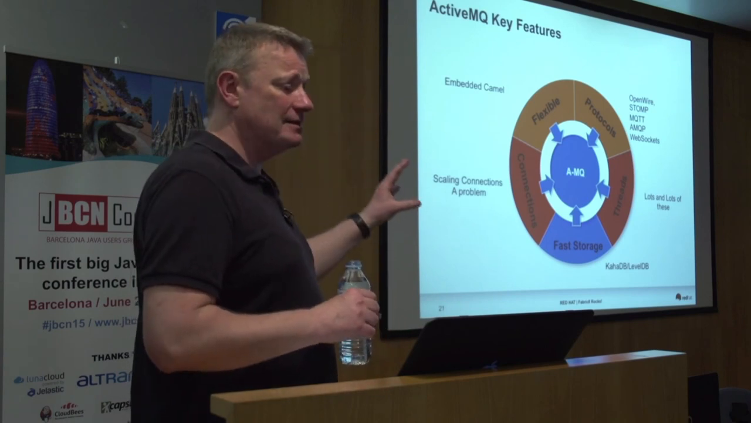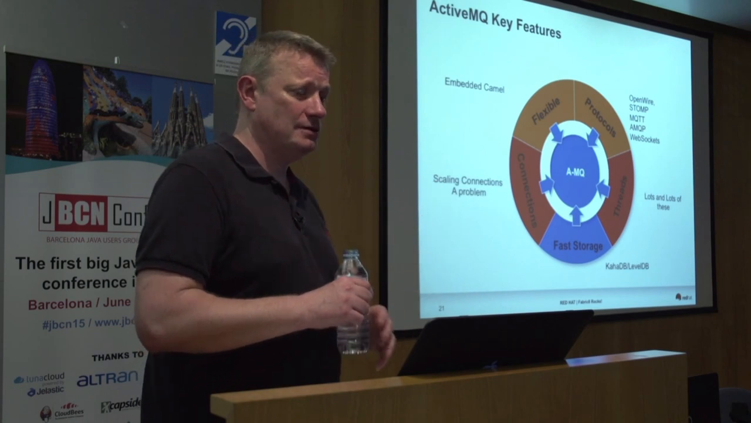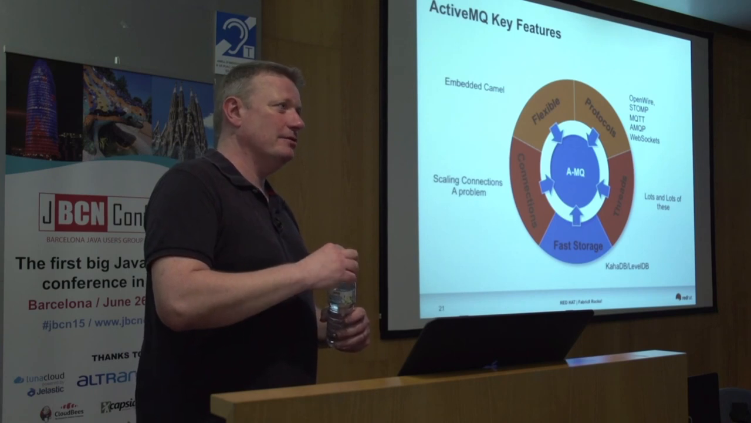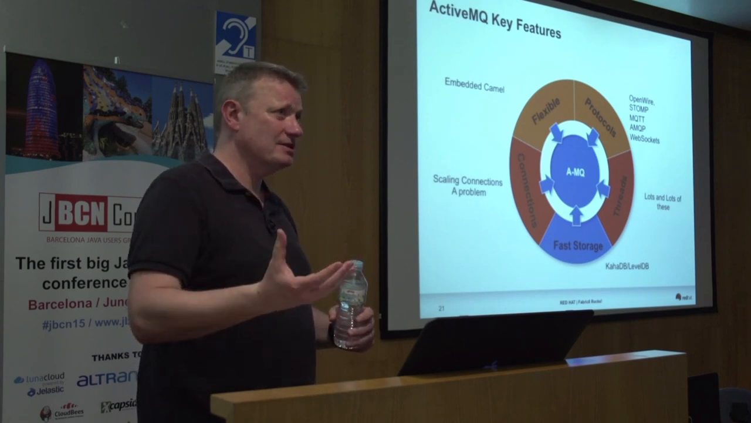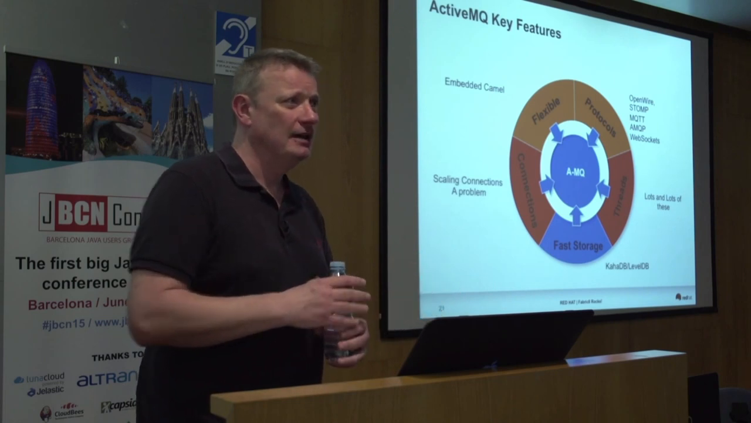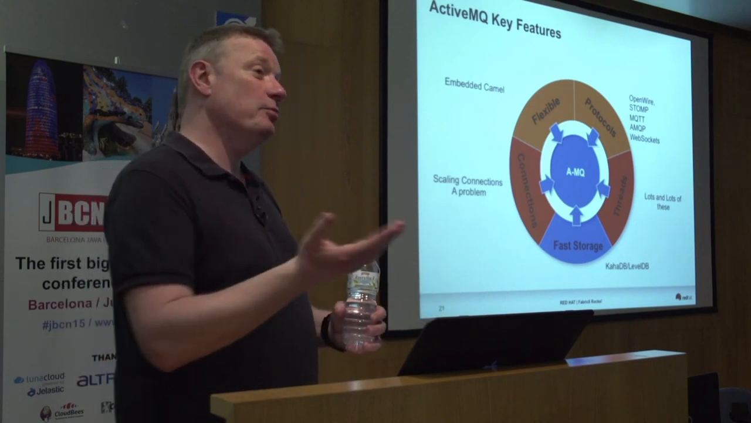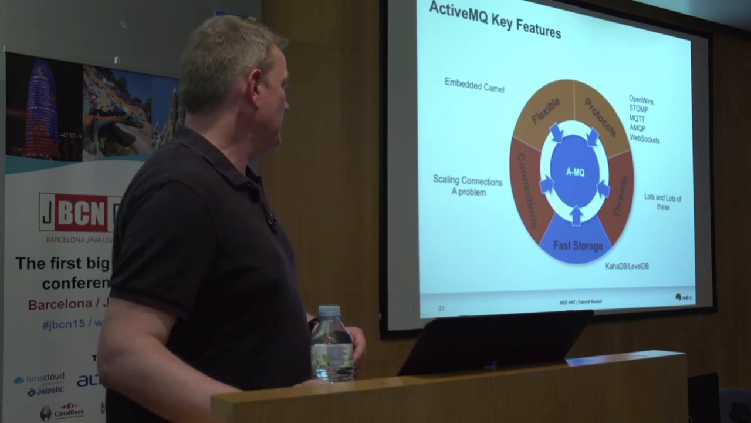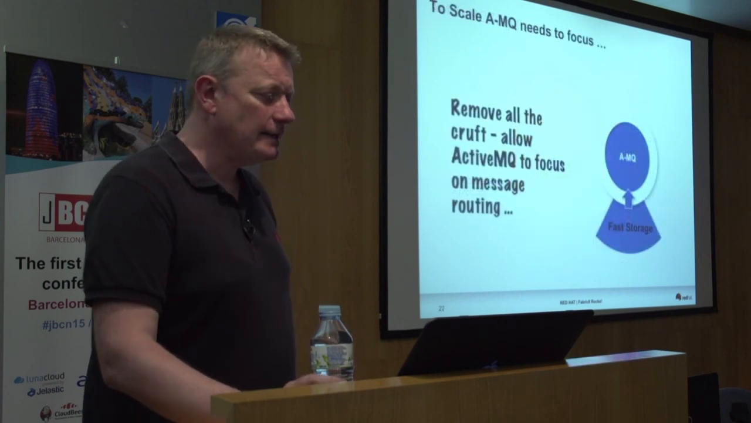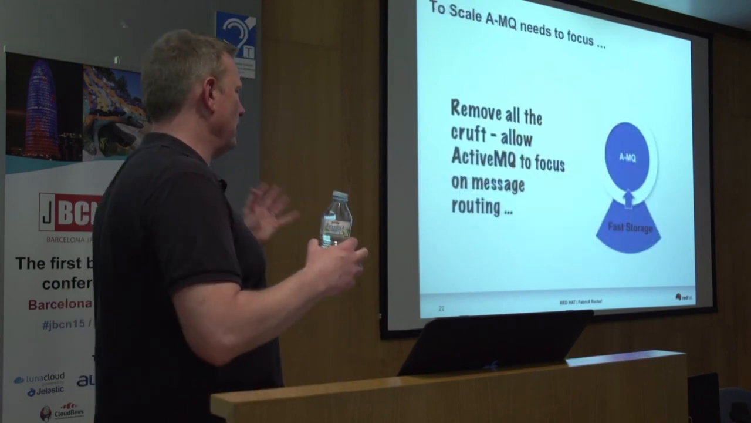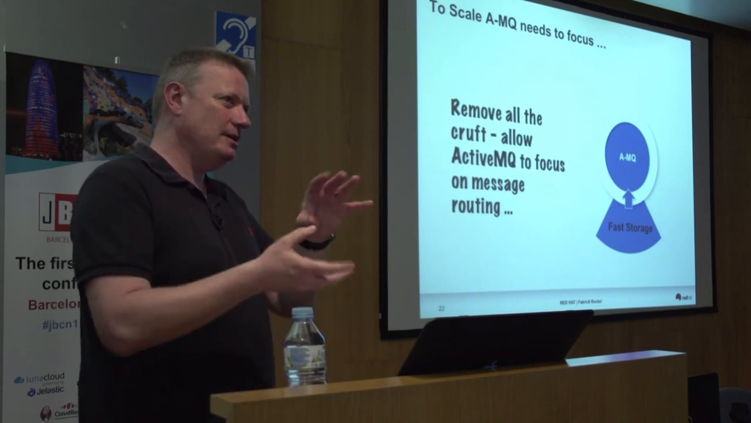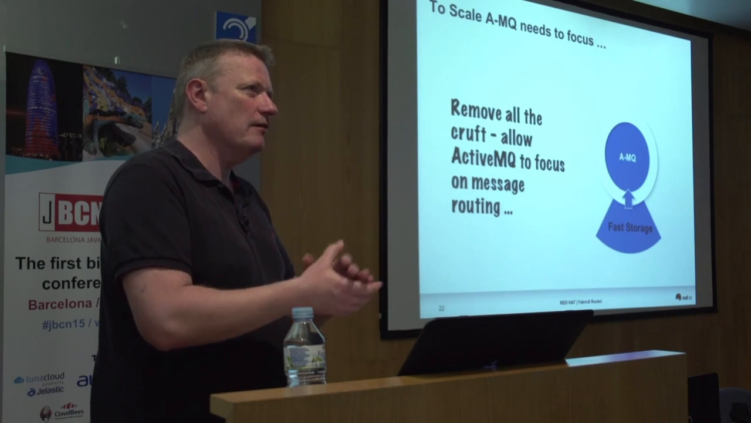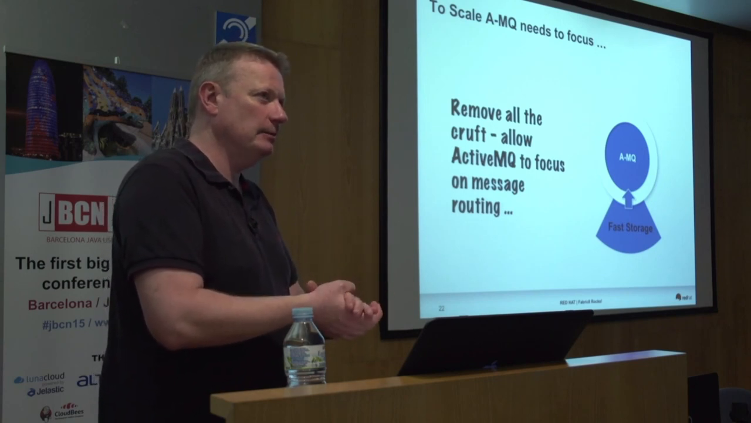Then there's lots of threads. There are lots and lots of threads being used by ActiveMQ all the time, and we know lots and lots of threads are really, really bad. There's lots of context switches, there's lots of synchronization points. It's the opposite of Vert.x, really. It's the anti-Vert.x message broker. So if we had a way to remove all the cruft, all the bits we don't really need around ActiveMQ, and just focused on the message routing, we could get the best performance we could out of ActiveMQ as it stands.